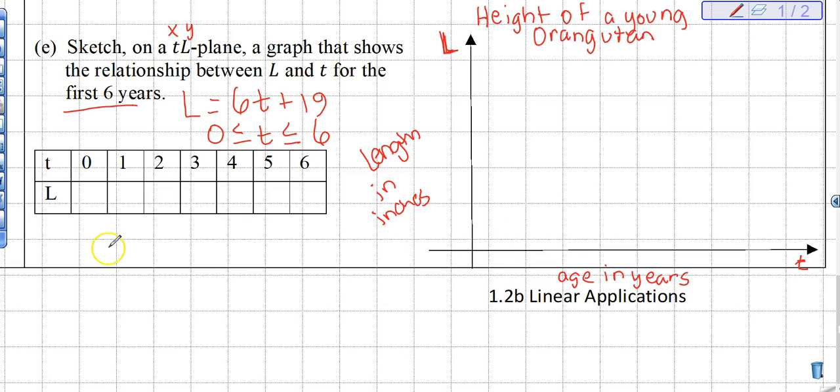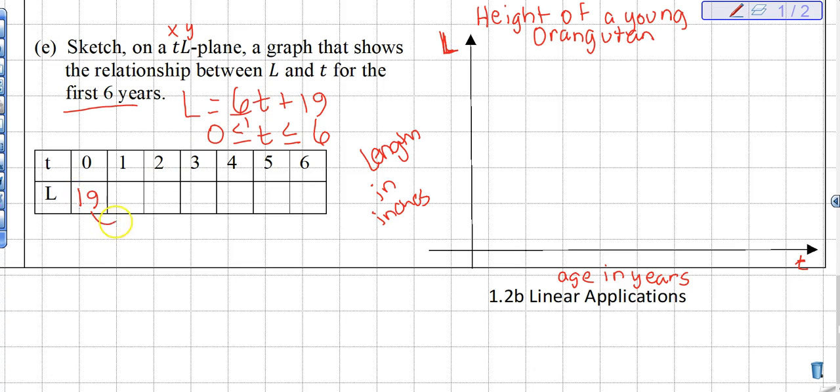Okay, so now let's go talk about our information. We've got to figure out, this is a linear relationship, okay, with a slope of 6/1, and our change in x is 6. So when our time was 0, how tall was he?